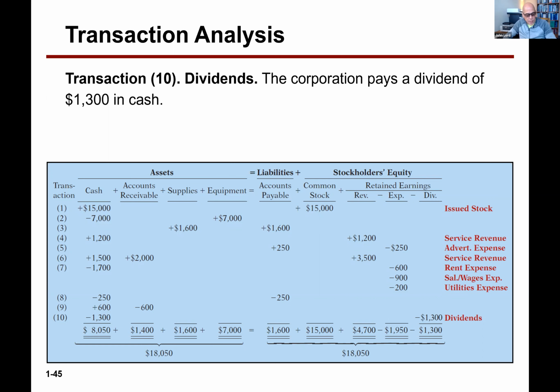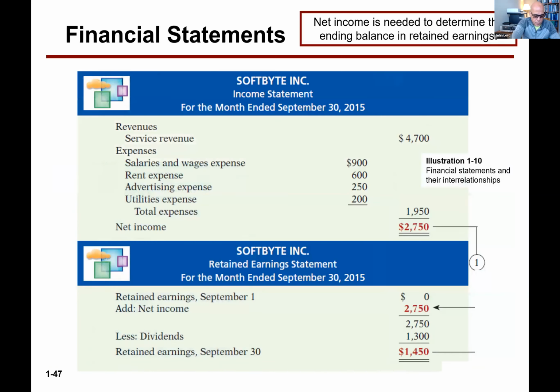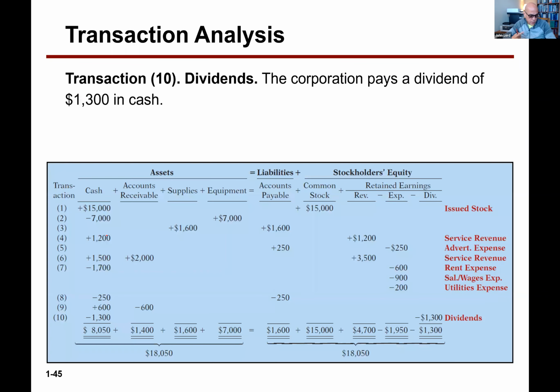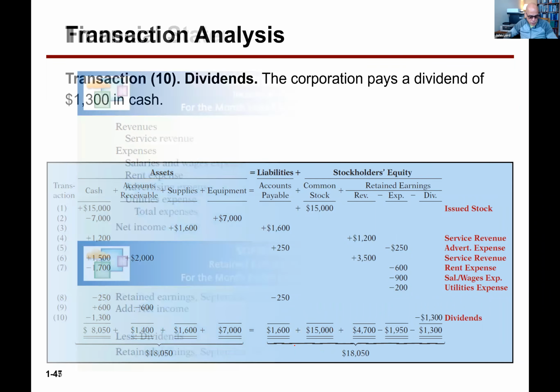Okay, good. Now the third statement we prepare is the balance sheet. It's literally looking at these accounts, where you weren't seeing the numbers, but you see them here in slideshow mode. Cash 850, accounts receivable 14, supplies 16, equipment 7. My accounts payable 16. My common stock is 15, and I know what my retained earnings is because I'm going to pull it down from the statement of retained earnings. And so sure enough, that's what they did.